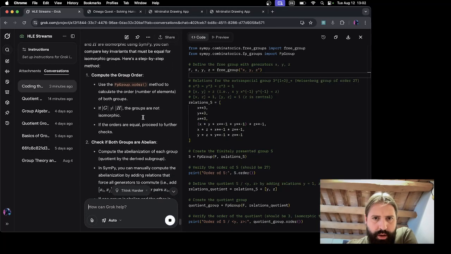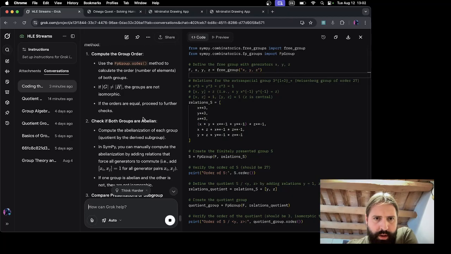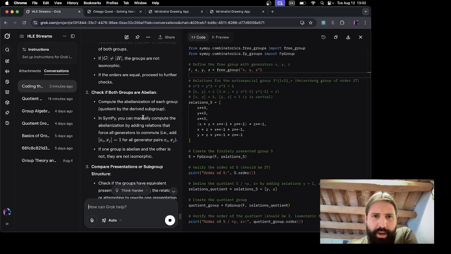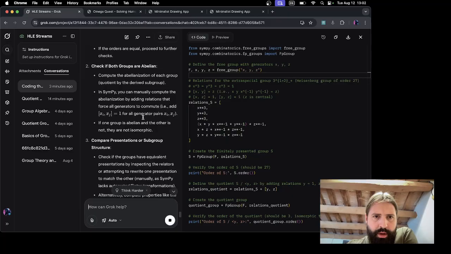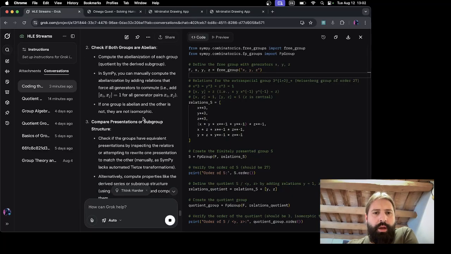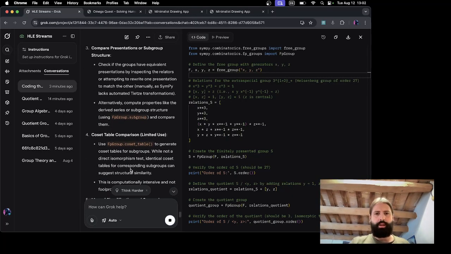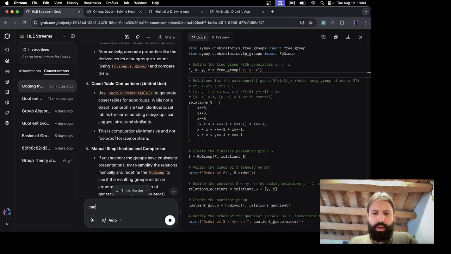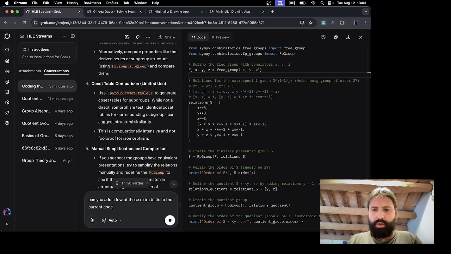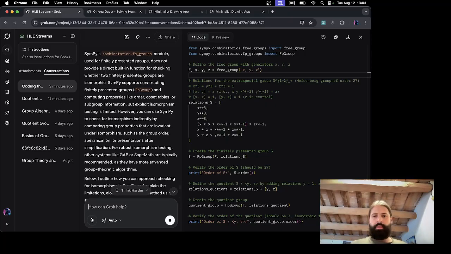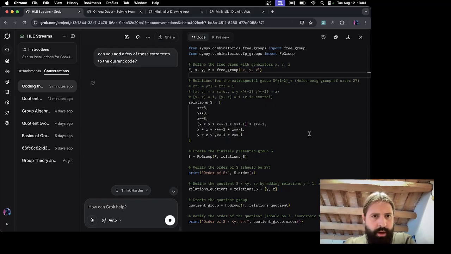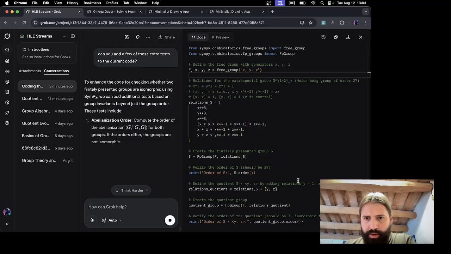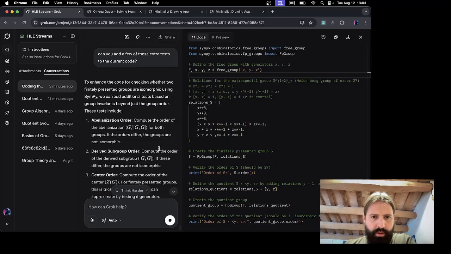Use the order. Further checks, compute abelianization of each group. SymPy. Can you add? Okay, so coset table comparison, limited use. Can you add a few of these extra tests to the current code? I just want to run these and make sure that isomorphism is correct.